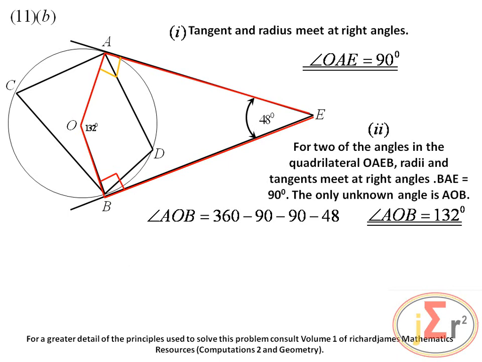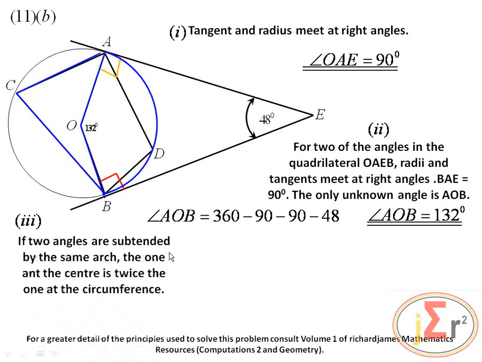Also, next we need to find ACB. Where is it? ACB. There we have it. ACB. And our premise is, if two angles are subtended by the same arc, the one at the center is twice the one at the circumference. So this one at the center is twice the one at the circumference. Therefore, 132 is twice this one.